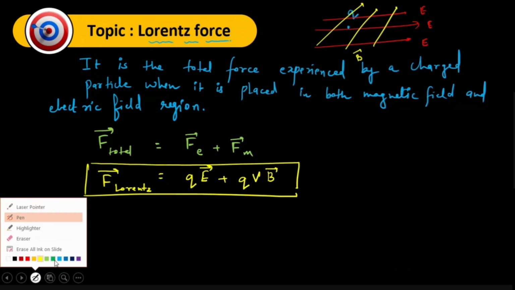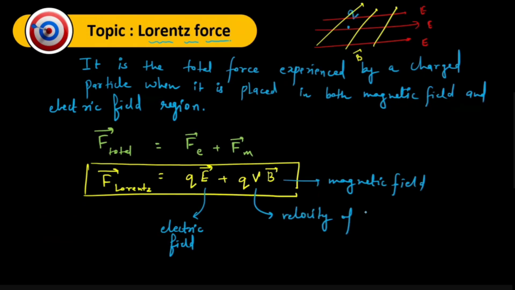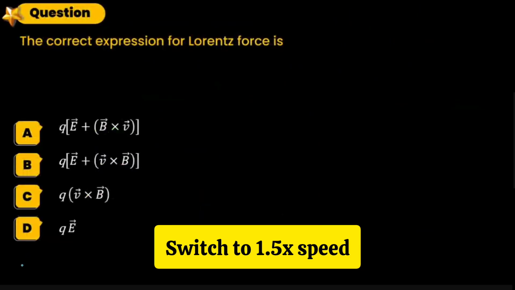Now let us see each term. This is the electric field. This is the magnetic field, with the vector B used to express it. Whereas this V is the velocity of the charged particle. So for a charged particle to experience force due to the magnetic field, it must have some velocity, it must be moving. If it is not moving, it won't experience any magnetic force.